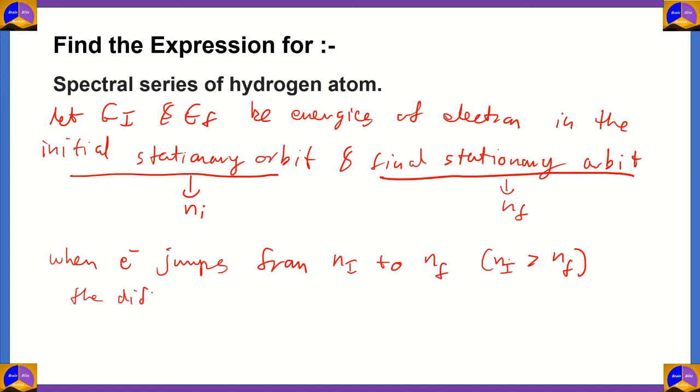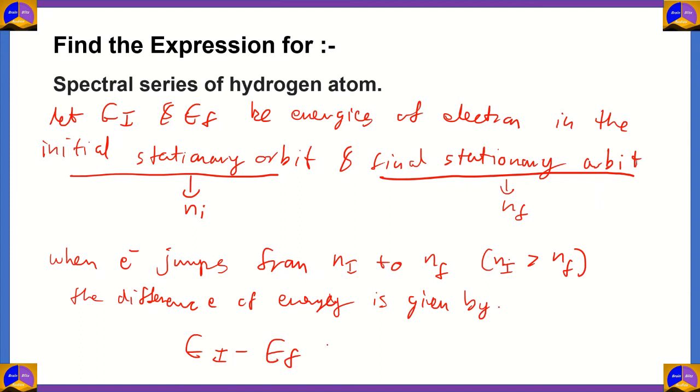the difference of energy is given by Ei minus Ef is equal to h nu. Now the reason why we put h nu is because radiation is being emitted when this difference happens. So when the electron is moving from initial to final stationary orbit, there is a release of radiation, and because of that we write the energy of the radiation as h nu.